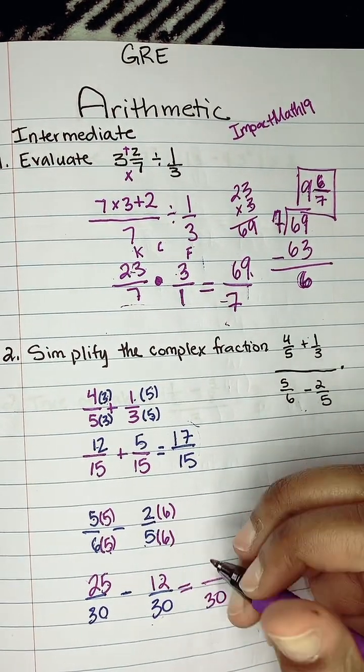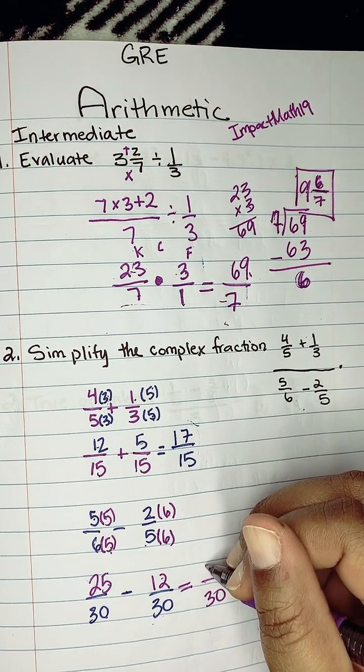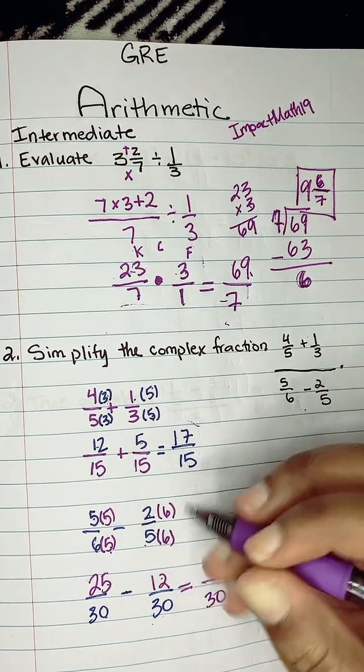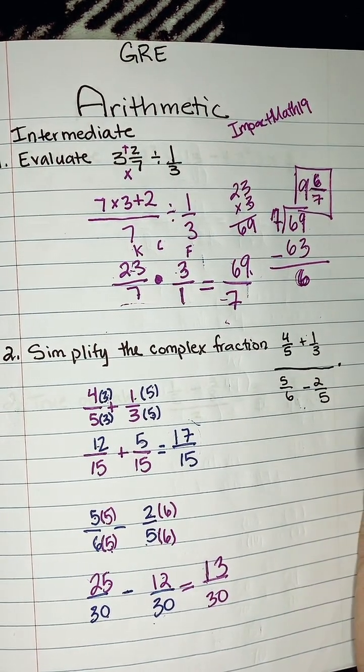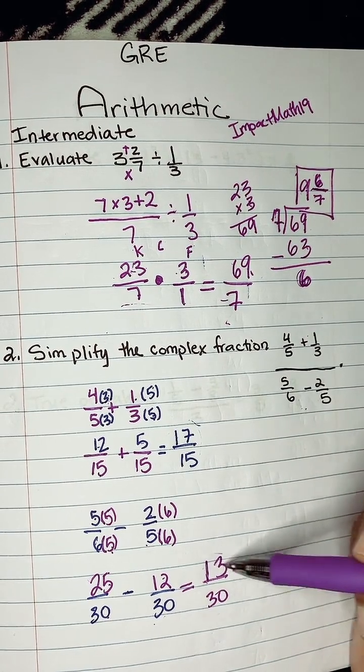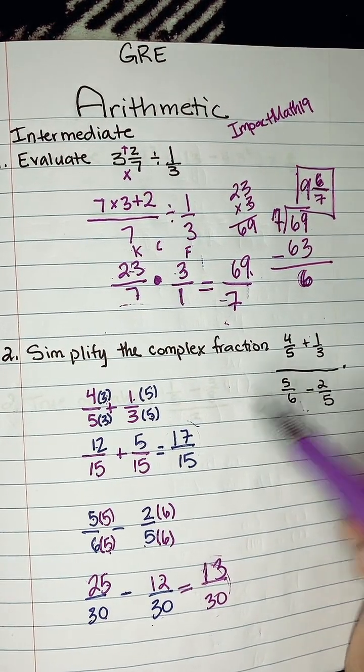25 minus 12 gives us, what does that give us? 5 minus 2 is 3. 2 minus 1 is 1. 13. All right, so we found one common denominator for our bottom.